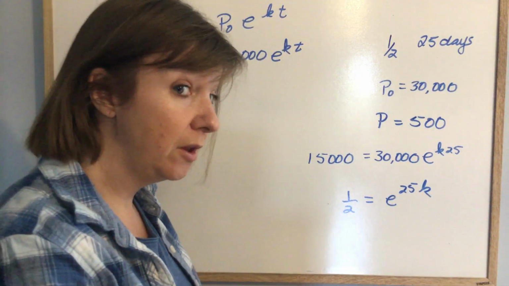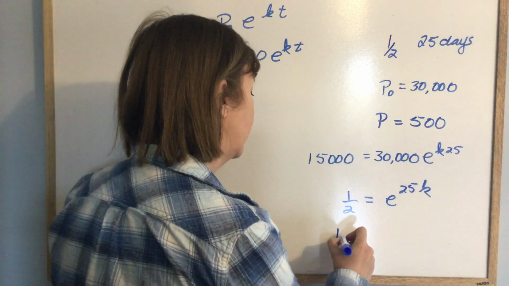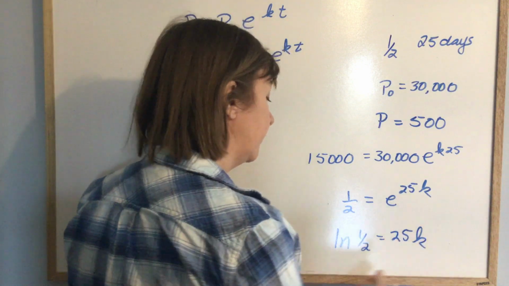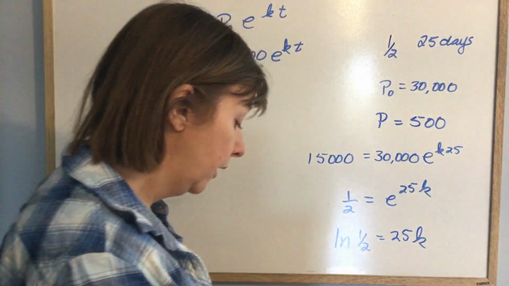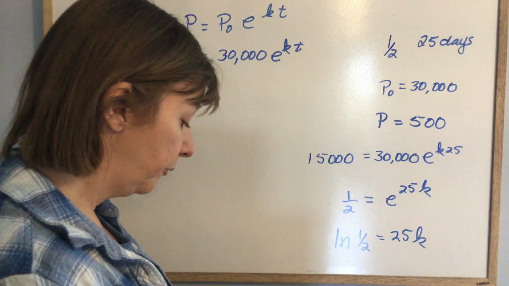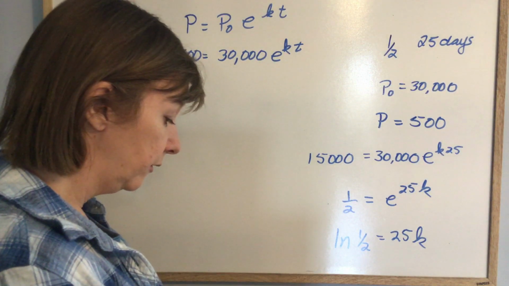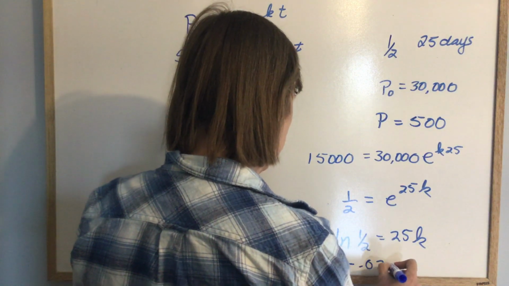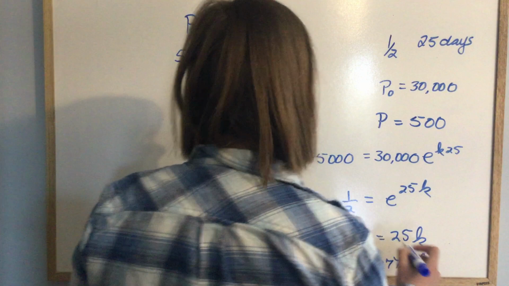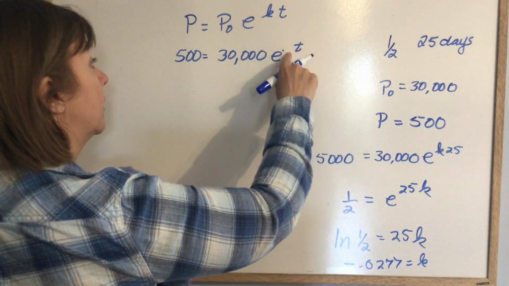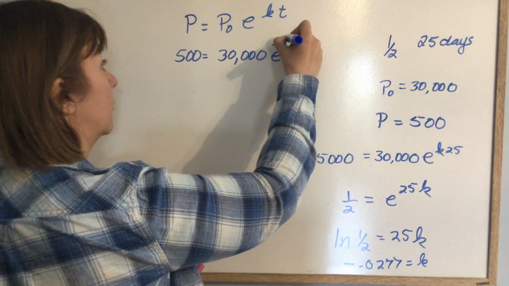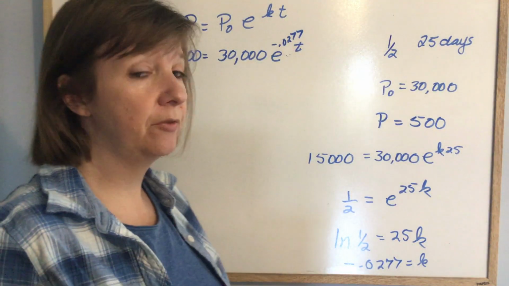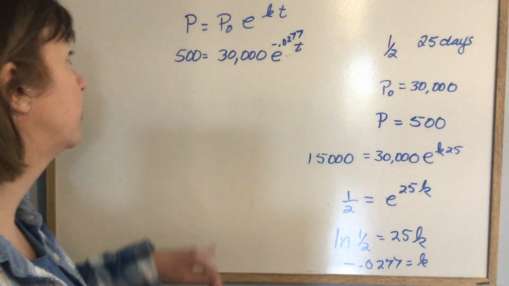By now you should hopefully be seeing the pattern. We're going to change this into logarithmic form. So we have ln of 1/2 is equal to 25k. Divide both sides by 25. So ln of 0.5 divided by 25 gives me negative 0.0277. That is my k. So I can now put that into here, negative 0.0277. So I know it takes 25 days for it to decay down to half of what it was.